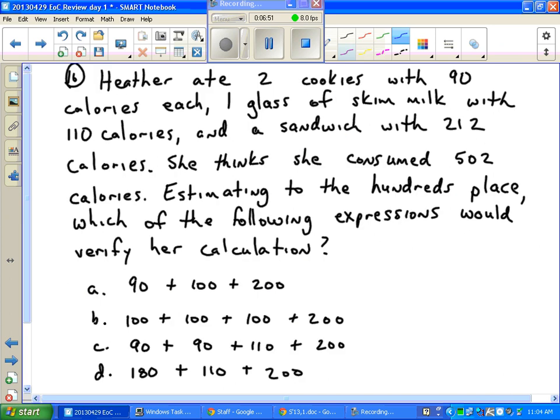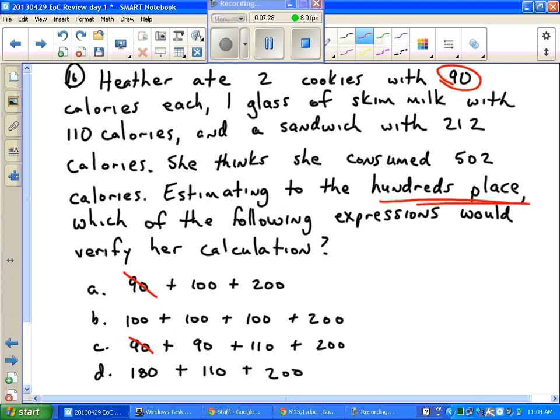Number 16 says Heather ate 2 cookies with 90 calories each, 1 glass of skim milk with 110 calories, and a sandwich for 212 calories. She thinks she consumed 502 calories. Estimating to the hundreds place, which of the following expressions would verify her calculation? So what you need to do is take all of the numbers and round them to the nearest 100. So from 90 to its nearest 100 is 100. So you don't want this one, you don't want this one, and then we'll check on the last one.